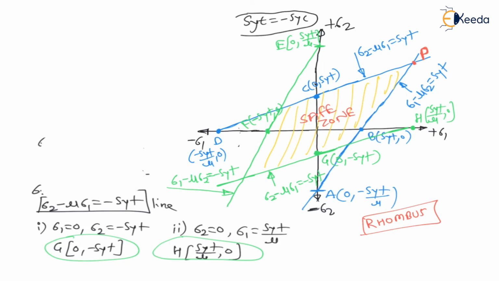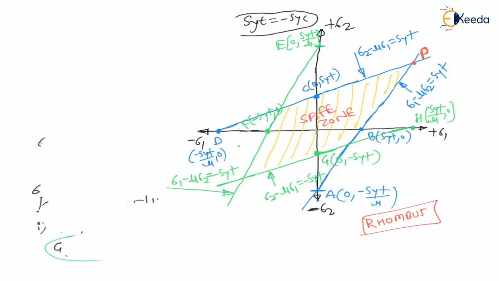Your target is now to find the corner points of this rhombus, the safe zone of Saint-Venant theory. Let us say the corner points are point P, point Q, point R, and point S. PQRS are the corner points of this rhombus.